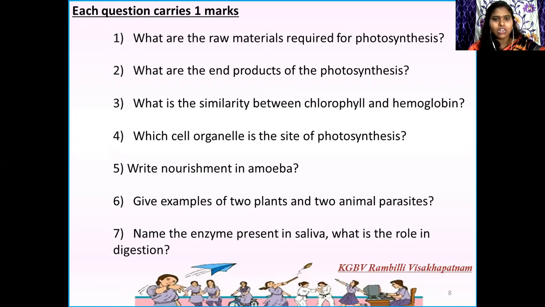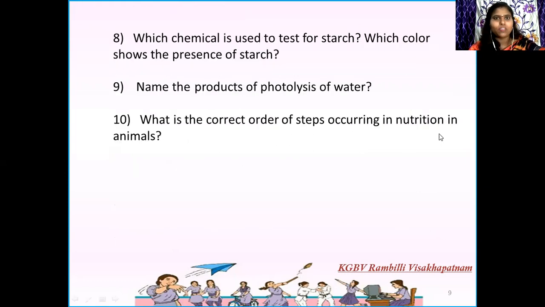And then name the enzyme present in saliva and what is its role in digestion, etc. Next one, which chemical is used to test for starch? Which color shows the presence of starch? And then name the products of photolysis of water, and what is the correct order of steps occurring in nutrition in animals. All those questions are very well.